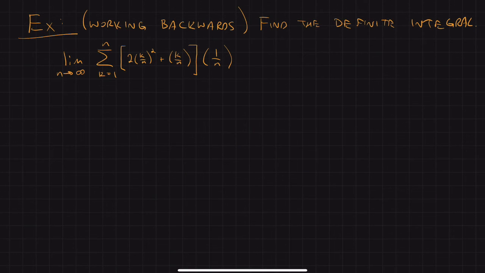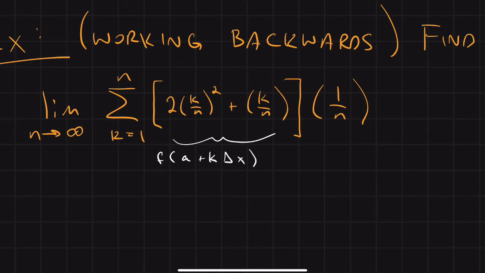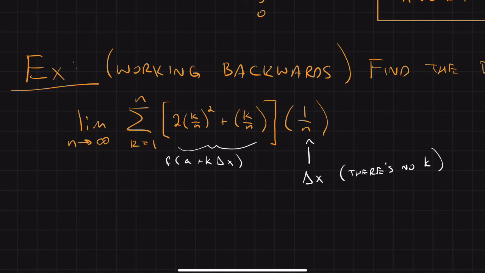Let's try one going the other way. We want to start with the limit of Riemann sums and find the definite integral that equals. Inside of the bracket, after the sum, that is our a plus k delta x. Being multiplied outside of that bracket, that is our delta x. Notice there's no k inside of the delta x term.